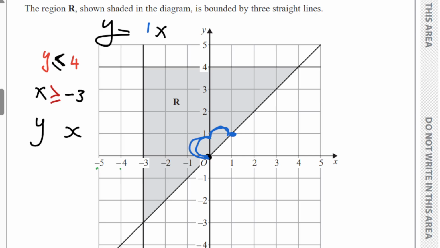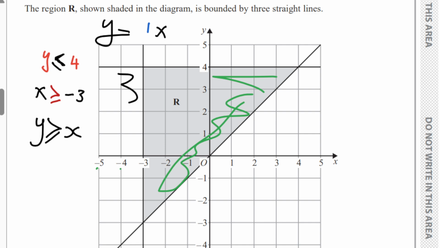Now, did we shade above the line or below the line? We shaded above the line, so it's more than. Is the line dotted or solid? The line is solid, so it's equals. And this is your 3 marks for this part. How easy is this question?